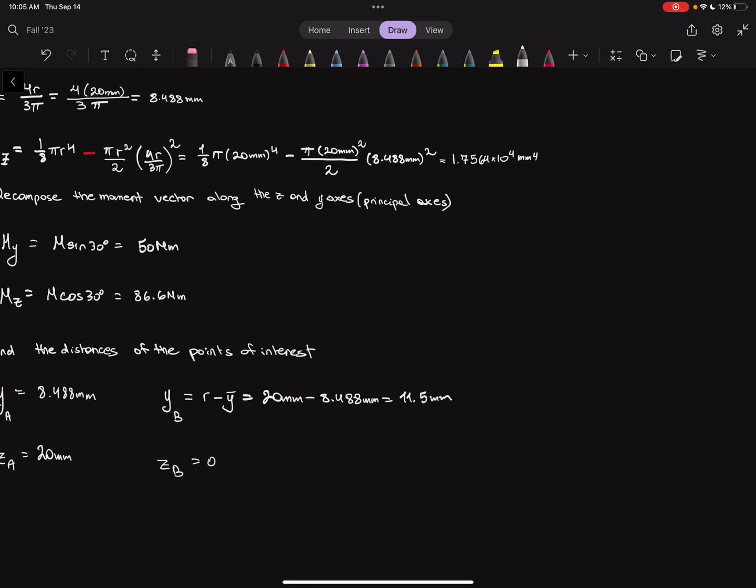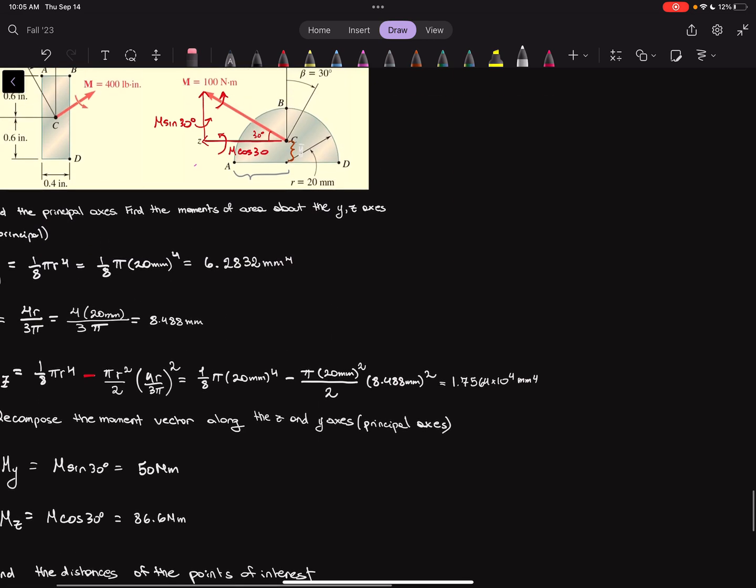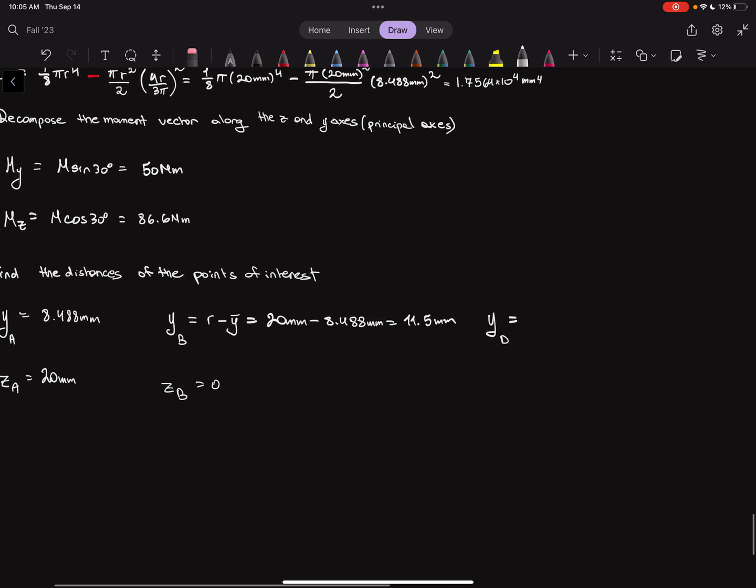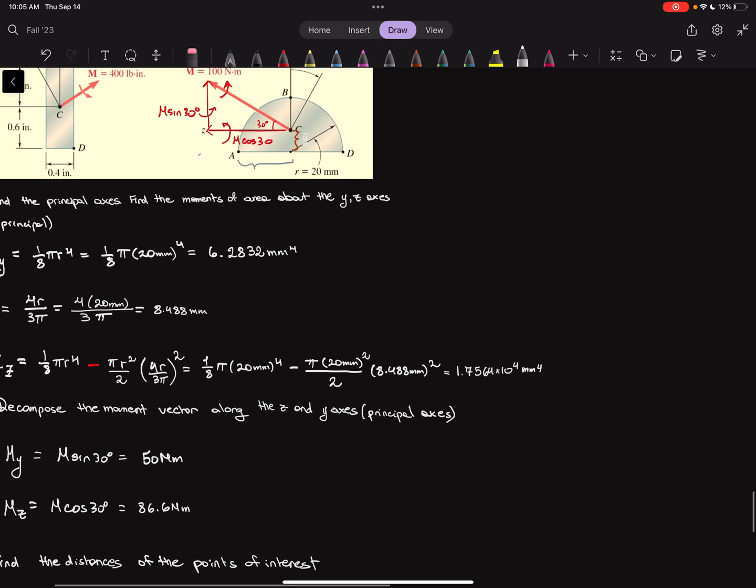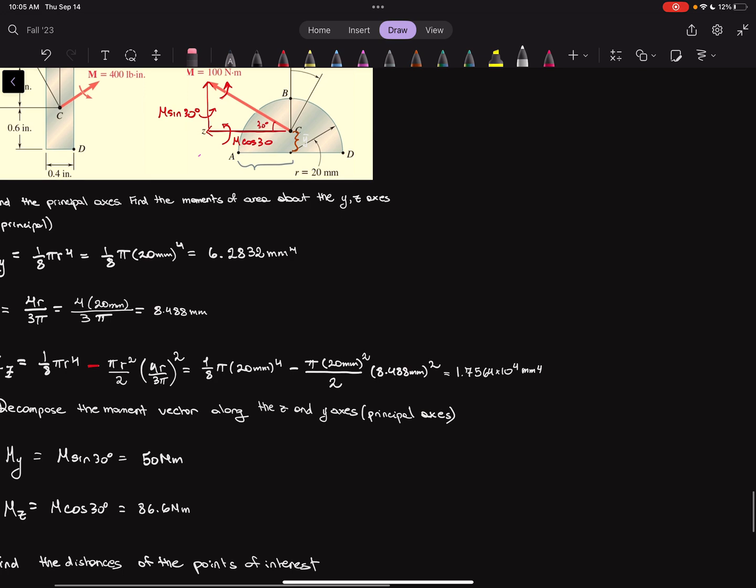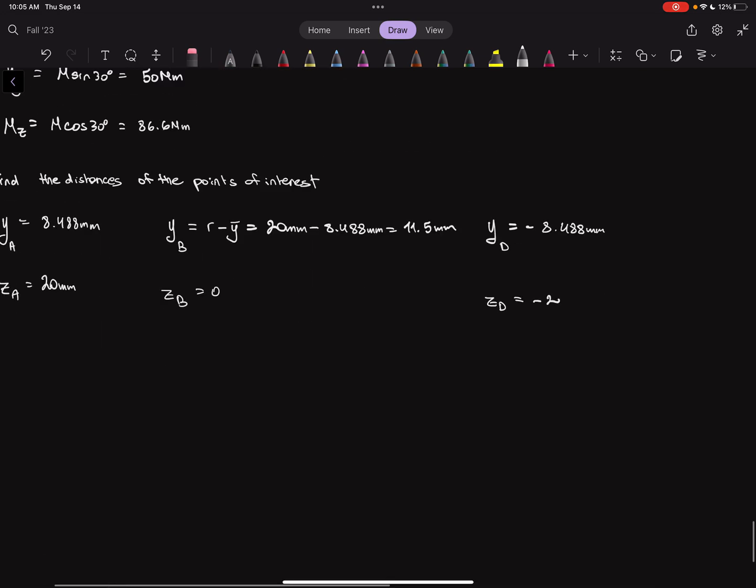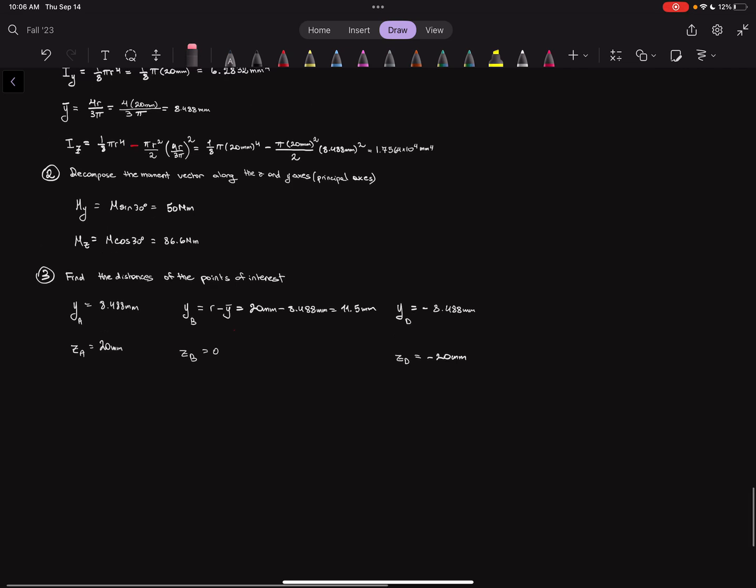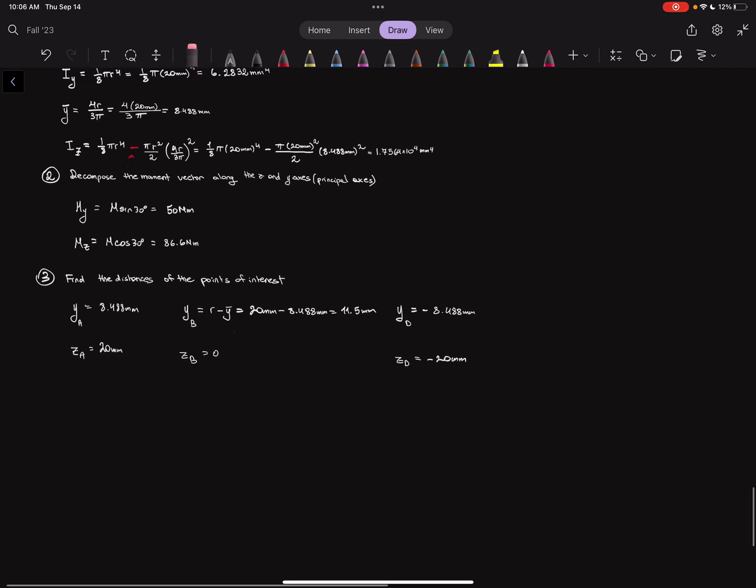What about y of the point D, the y coordinate of the point D? Well, the point D is at negative that y distance, so it's at negative 8.488 millimeters. And the z for point D is negative the radius, so negative 20 millimeters. So those were the two big mistakes I made. I didn't realize that the z-axis is not the bottom of our figure, and I didn't realize that we had to subtract the moment here.